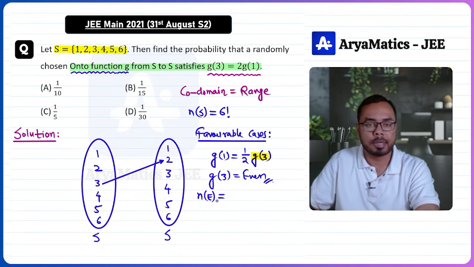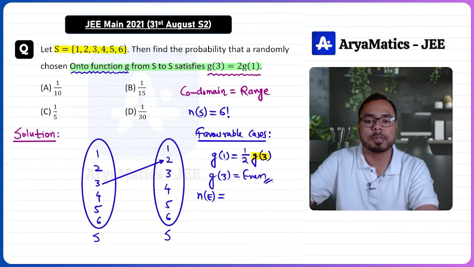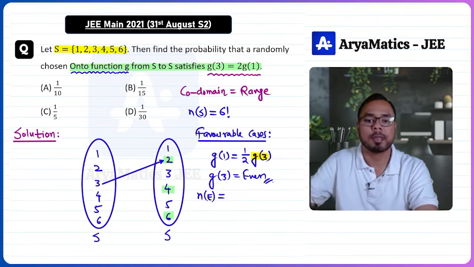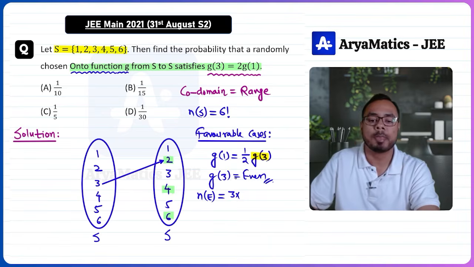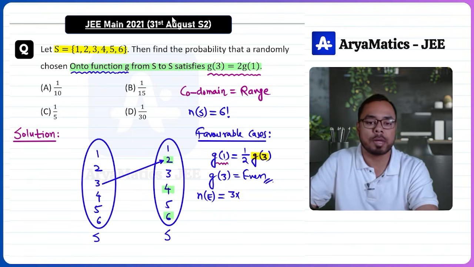So the number of elements in E, or the number of onto functions satisfying this condition, will be: for 3 we have three options. Either you can select 2, or 4, or 6. Right? G of 3 will be either 2 or 4 or 6. We cannot have odd values for g of 3. So for z of 3, 3 options. Now, once you decide z of 3, z of 1 has to be half of that. So for z of 1, there is only one option.